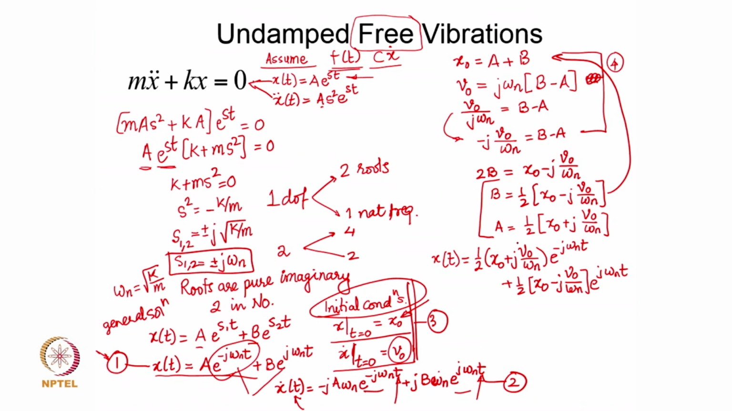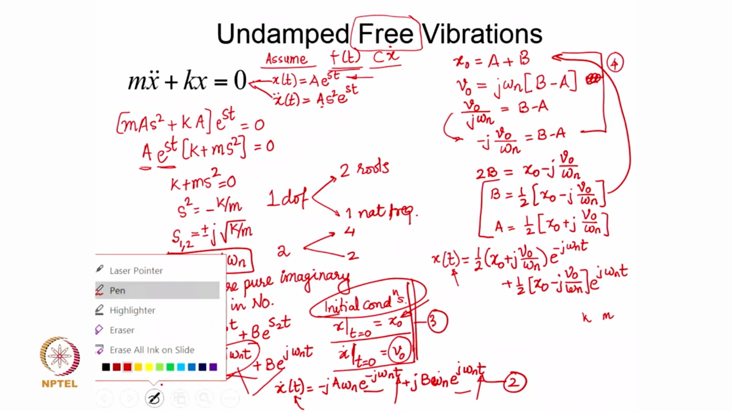Please make a note that everything will be known because x naught and v naught are impressed, they are already known. Omega n is also known because when you define your system, you have already defined what k and m are, and therefore omega n is known. So, it is just a matter of solving this to obtain the expression for x at any instant of time. It is a function of an independent variable t.